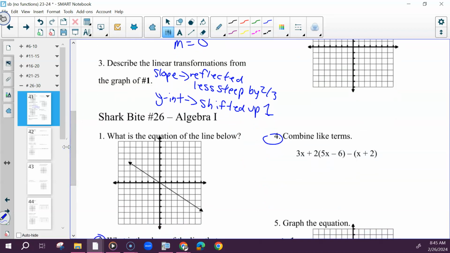For the other graph where the y-intercept was at zero, the slope still reflected and is less steep by two-thirds, but the y-intercept stayed the same. So whichever one you have, make sure you have that written down.